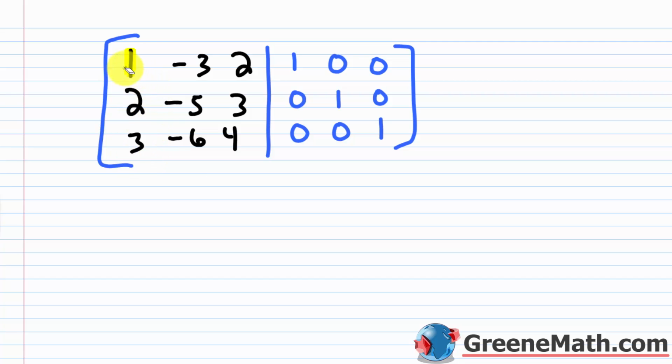So what I'm going to do is multiply this top row here by -2, and add the result to row 2. I'm going to notate that by saying I have -2 times row 1, and I'm going to add the result to row 2. That's what I'm going to replace row 2 with.